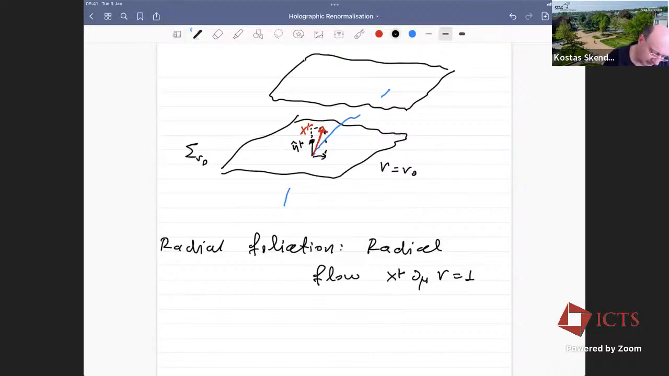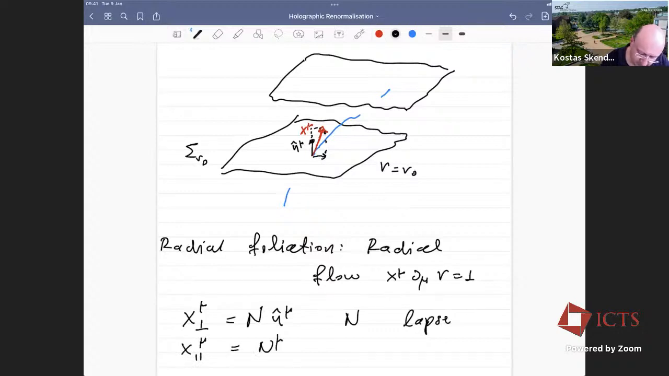So now from here, we have the x perpendicular, which is proportional to the unit vector. This n is called a lapse. And then you have the x parallel, which we would call n^nu, and this is called a shift. So this, in a sense, defines the geometry as the hypersurfaces move from one place to the other.